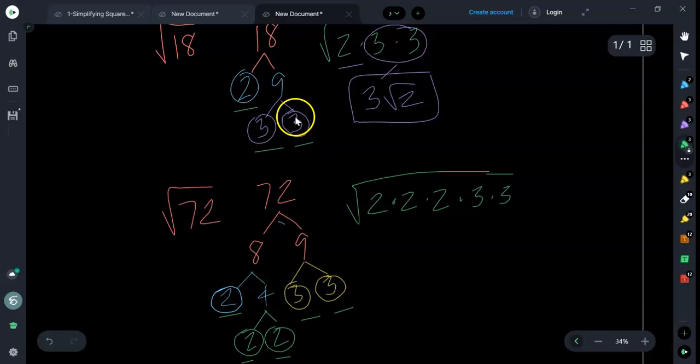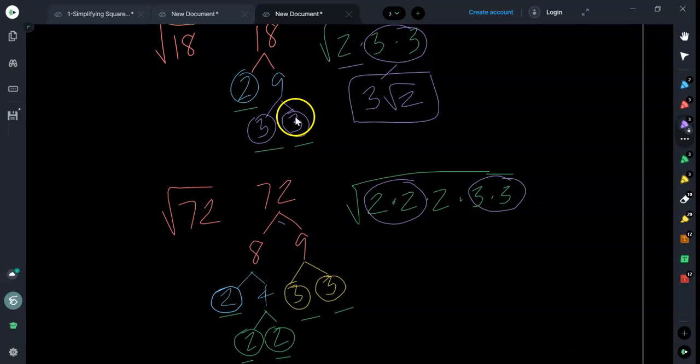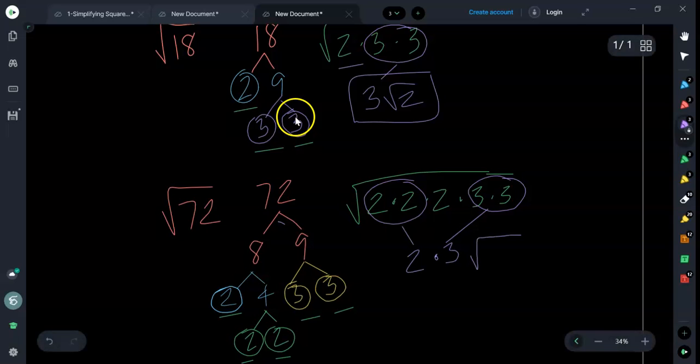So now I'm looking for my pairs. Well, what do you notice here? Not only do I have 1 pair, I've got 2 pairs. So what do I do with that? Well, I'm going to take the 2 out, because remember, that's 2 squared, and the square root of 2 squared is 2. I'm going to take the 3 out, and again, this is all multiplication, so everything that you pull out and leave under is all multiplied together. And what's left without a buddy underneath? The 2.